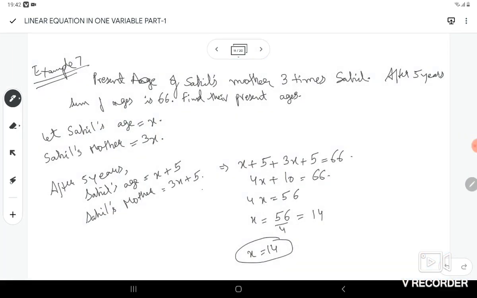Now let's take another example. It says that the present age of Sahil's mother is 3 times Sahil's. So let us take Sahil's age equal to x. It says the present age of Sahil's mother is 3 times Sahil's, so Sahil's mother's age will be equal to 3x.